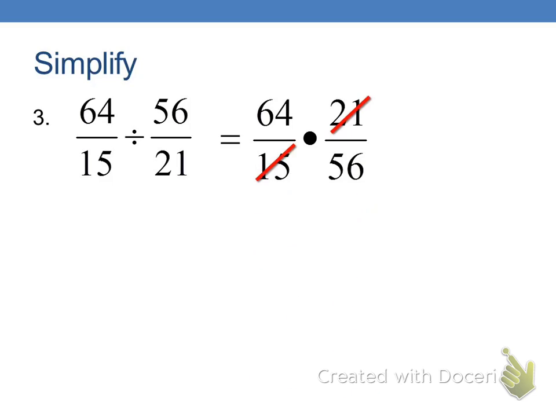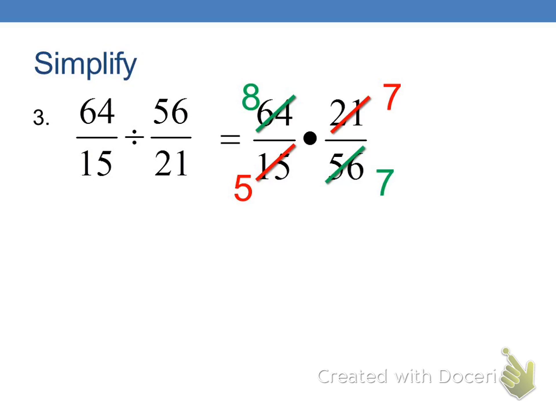So we can divide both of them by 8. There you go. So 64 divided by 8 gives us an 8. 56 divided by 8 gives us a 7. Did I say 4? I think I said it wrong. I'm doing too much in my head. And then over here, these are both divisible by 3. So 15 divided by 3 is 5. And then 21 divided by 3 is 7.